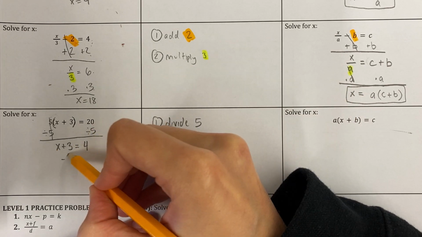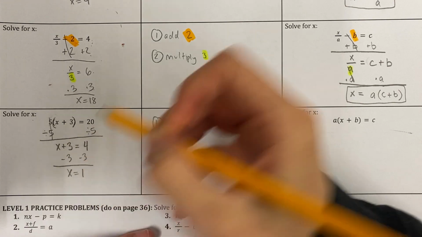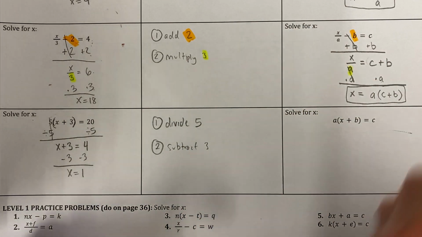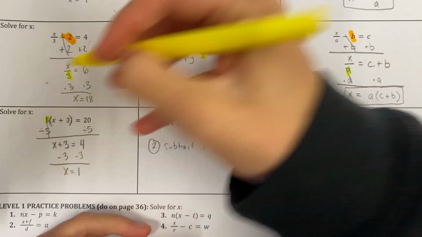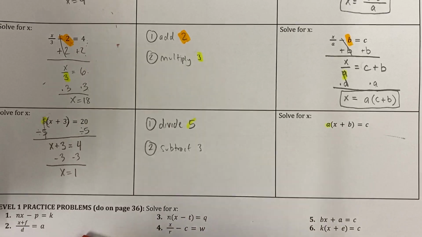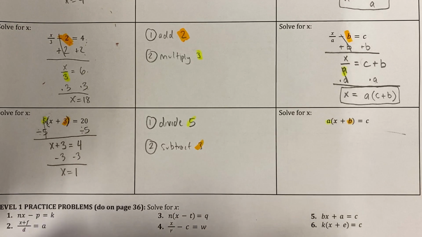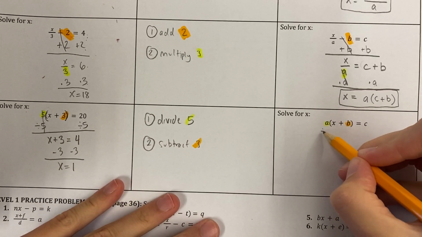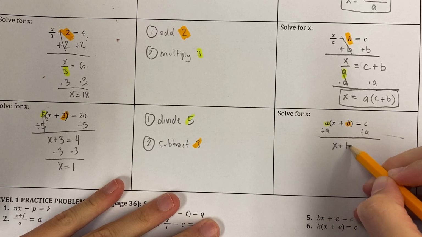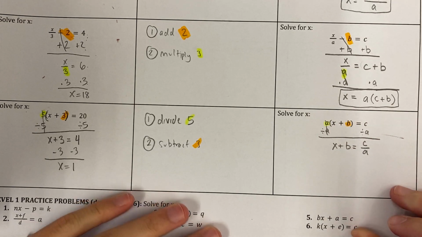And then next, I'm just going to get X by itself. I'm going to subtract 3. So this 5, which I divided, is in the same position as this A. And this 3, which I ended up subtracting, is in the same position as this B. So let's do it. First, I'm going to divide by A. So I get X plus B, this cancels, equals C divided by A. That looks like this, C over A.